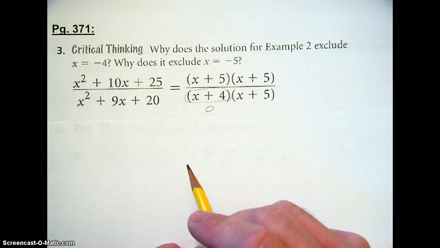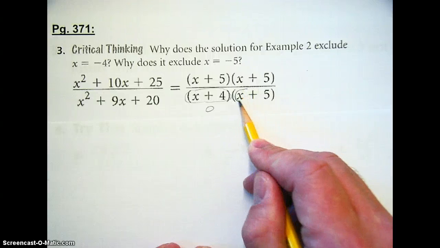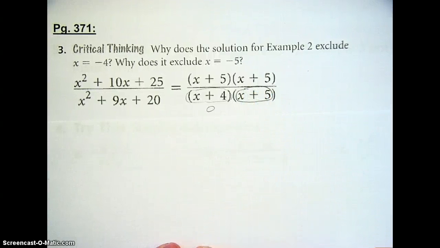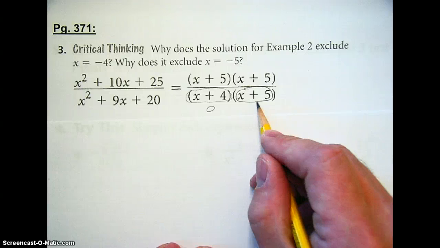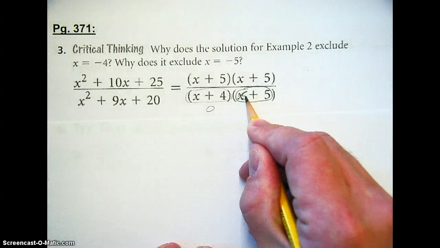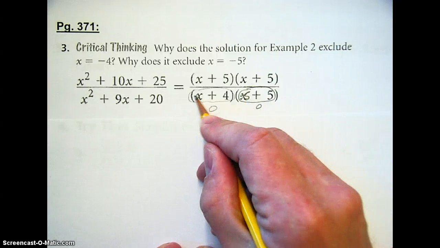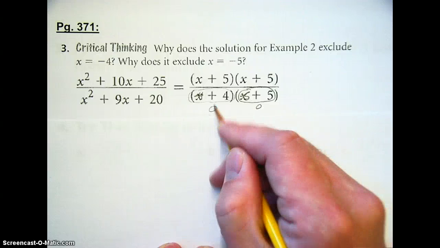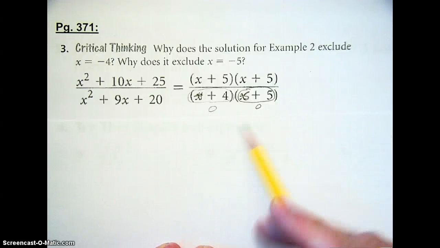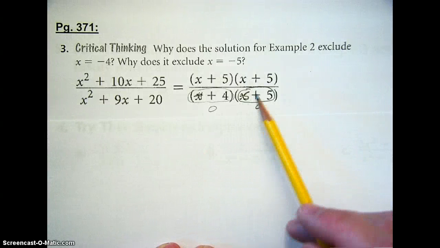Yeah. Right? And why does it exclude -5? Same thing right here. That would make that 0, which would make this undefined. If I put -5 in right here, I get that 0. Okay, so those are discontinuities. Right? Okay, in this case, what's my hole? -5. -5 is the hole.